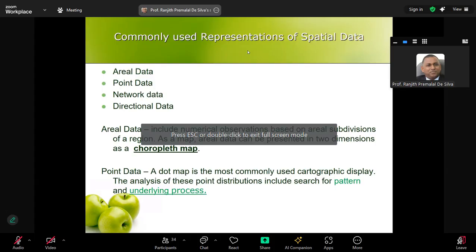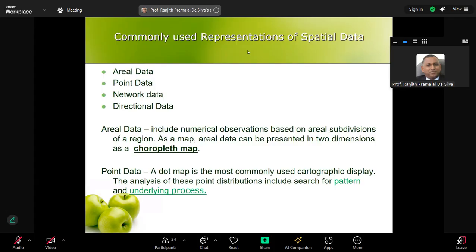So when you have areal data, it includes observations for areal subdivisions of a region. For example, if you take a district map of Sri Lanka and put the population into it, a district population map of Sri Lanka, that's areal data, although people are not spread areally. So for each areal subdivision, we have a value. We call these maps choropleth maps. Choro means color, pleth is plated. So different color plated maps, color palette maps.